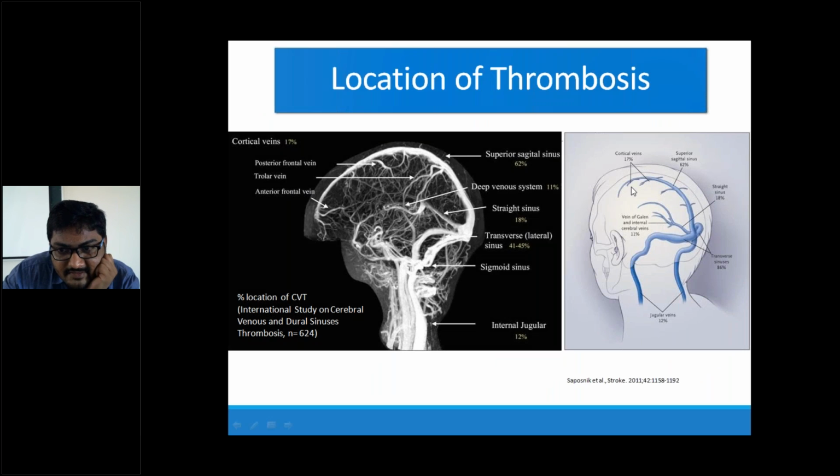So these are the cortical veins, right? This is the superior sagittal sinus. This is the straight sinus. Yes, this is the transverse sinus we have discussed, right? And this is the vein of Galen, right? The vein of Trolard will be here, right? Vein of Galen.